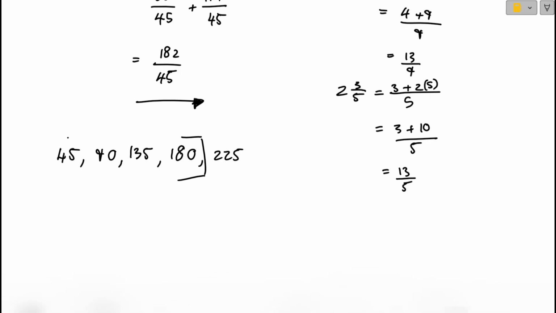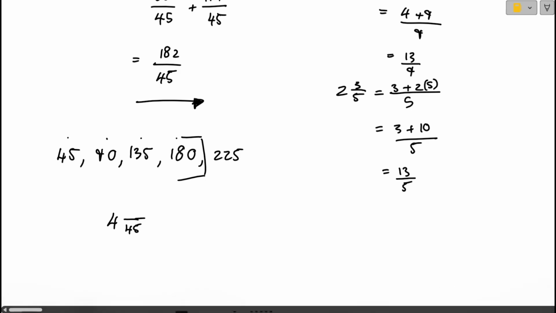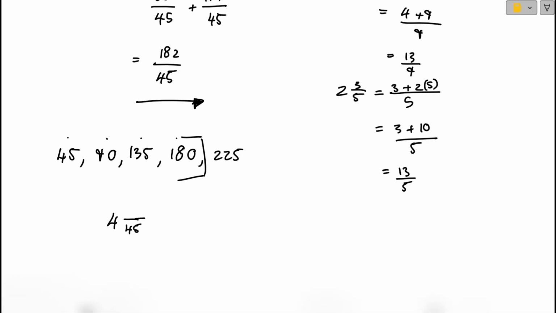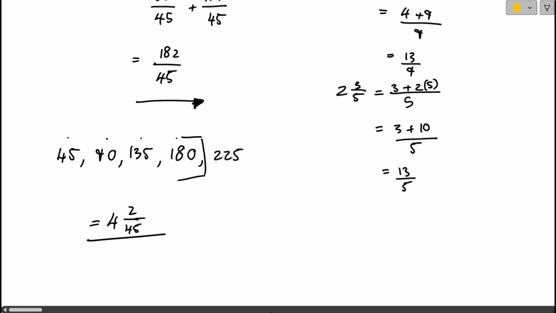And how many multiples do we have? We have 4. Right, so I know that my whole number will be 4. My denominator remains the same. And what will my remaining numerator be? We know we stopped at 180, and this value over here is 182, right? So the only difference between these two will be 2. And that is another way of writing down the solution. Okay, so that is everything for the addition and subtraction of fractions.